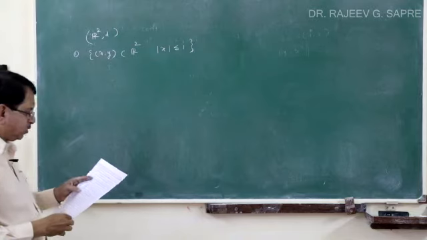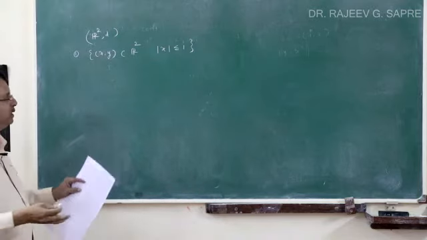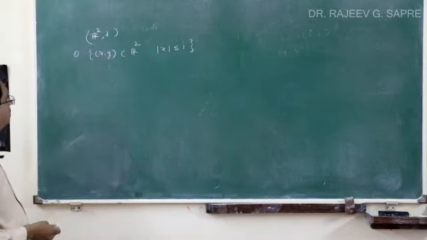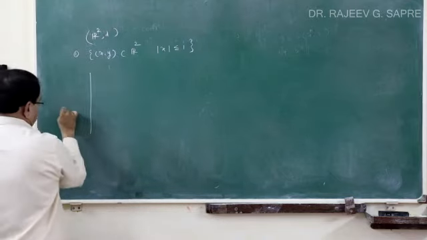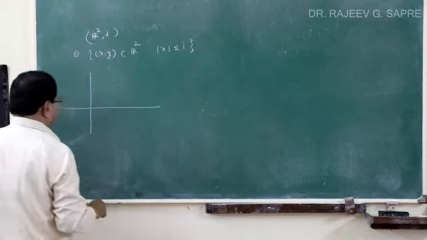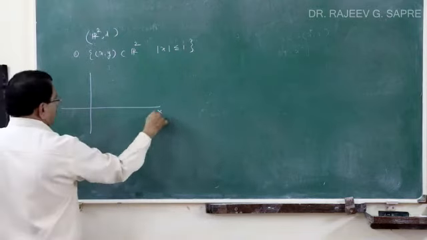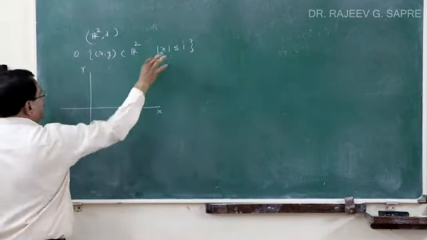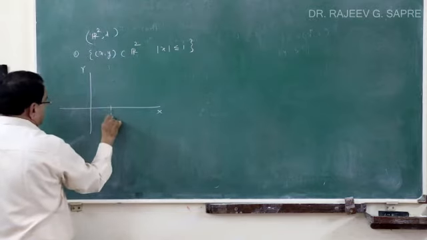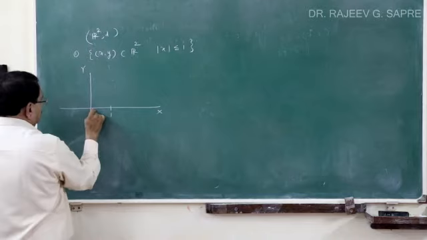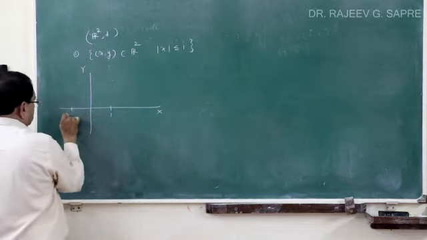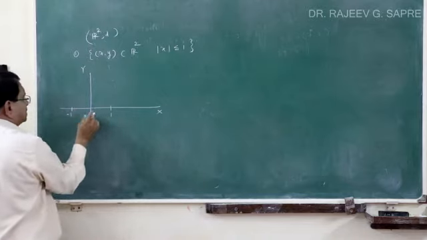Mod of x is less than or equal to 1. So which is the set? Can you visualize this? Mod x less than or equal to 1. There is no restriction on y. So if you draw the x and y axis, then mod x is less than or equal to 1. Suppose it is 1 here. So it will be from minus 1 to plus 1.